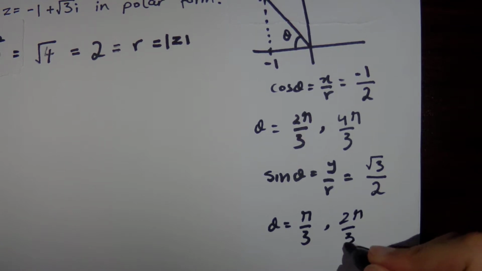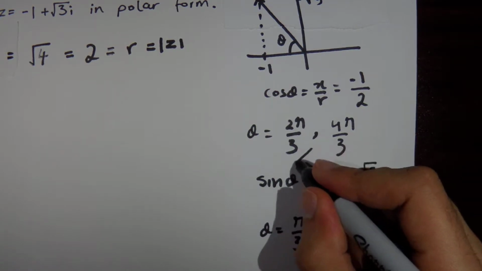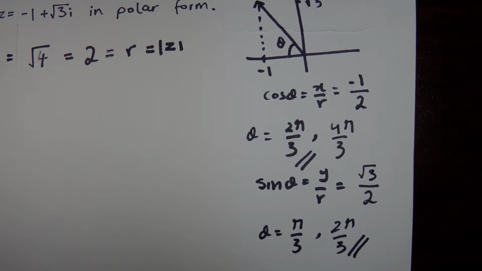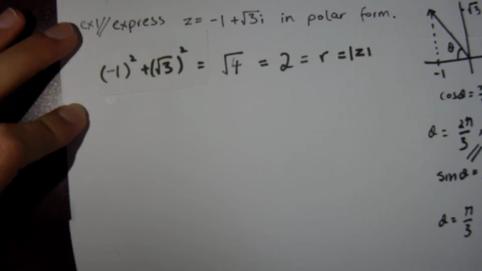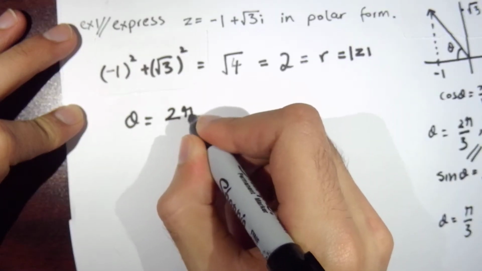which would be 2 pi over 3. Now if you compare the four angles you found, the one that you found through cosine and sine would be 2 pi over 3. And so that exactly is the angle we're going to use. Back to our question. Theta is equal to 2 pi over 3.